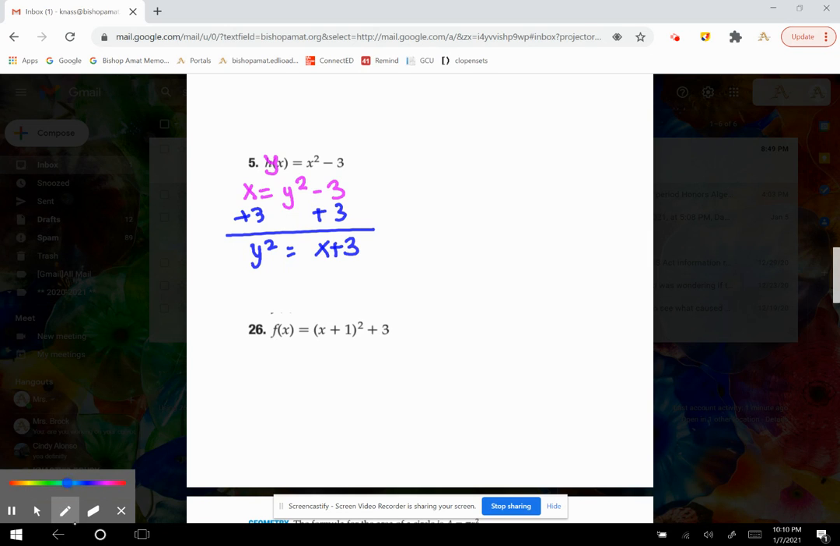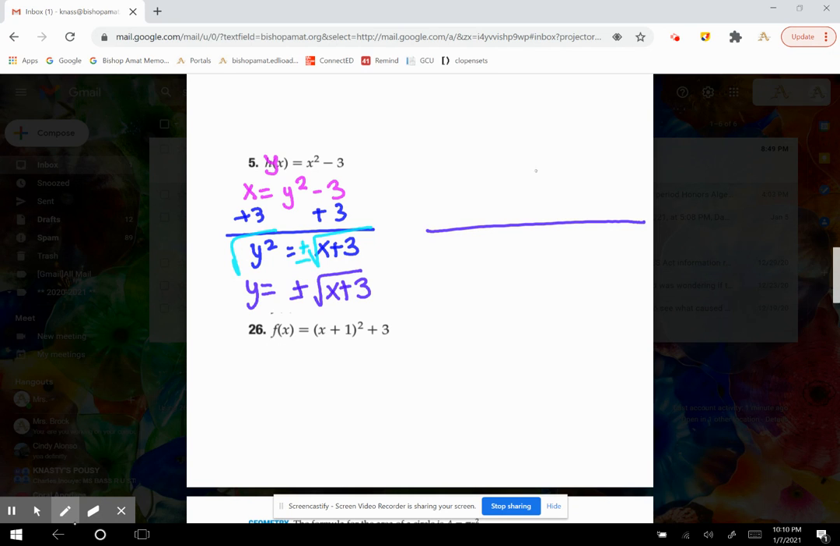Now how do I get the square out of there? I square root both sides, and I put a plus or minus there. So I have y equals plus or minus radical x plus 3. Okay, so I have an interesting graph here. Let's graph this. I'm going to go out to 6.